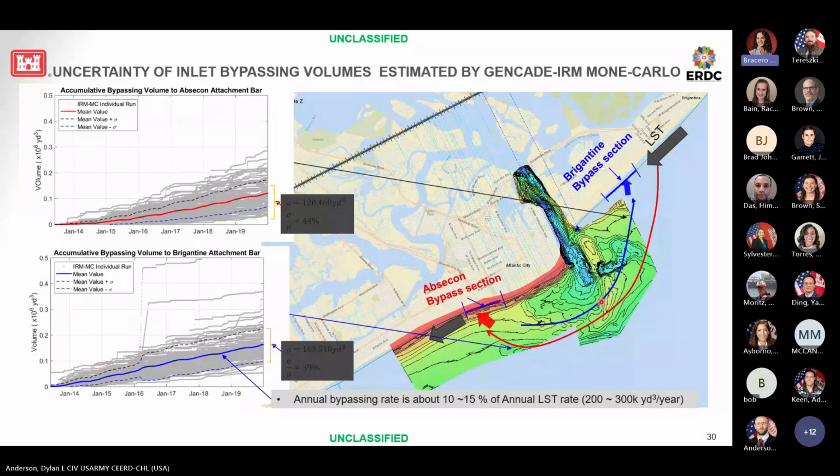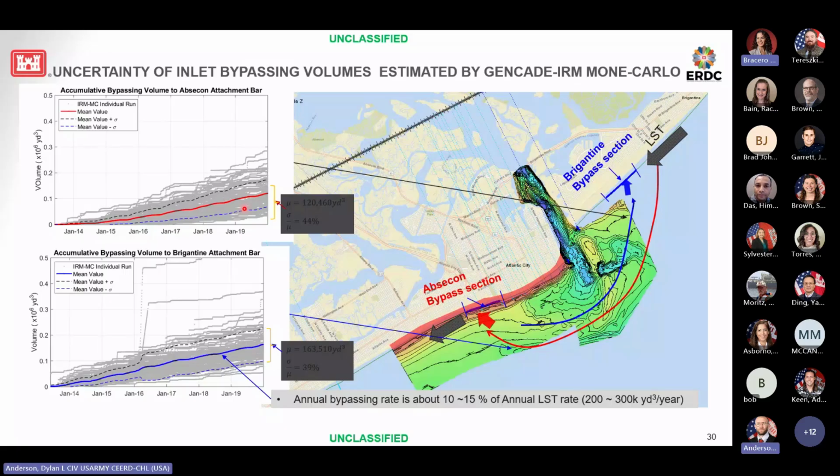And then what Yan also showed is that you can couple these with more than just GenCade. So in this case, for CIRP, it's worth including the inlet reservoir model coupling that he performed, where now you are experiencing infilling and measuring the amount of bypassing volumes that is happening for Absecon Inlet. And now over on the left-hand side, we're seeing the variability in the volume of that sediment that could happen across all of our simulations.